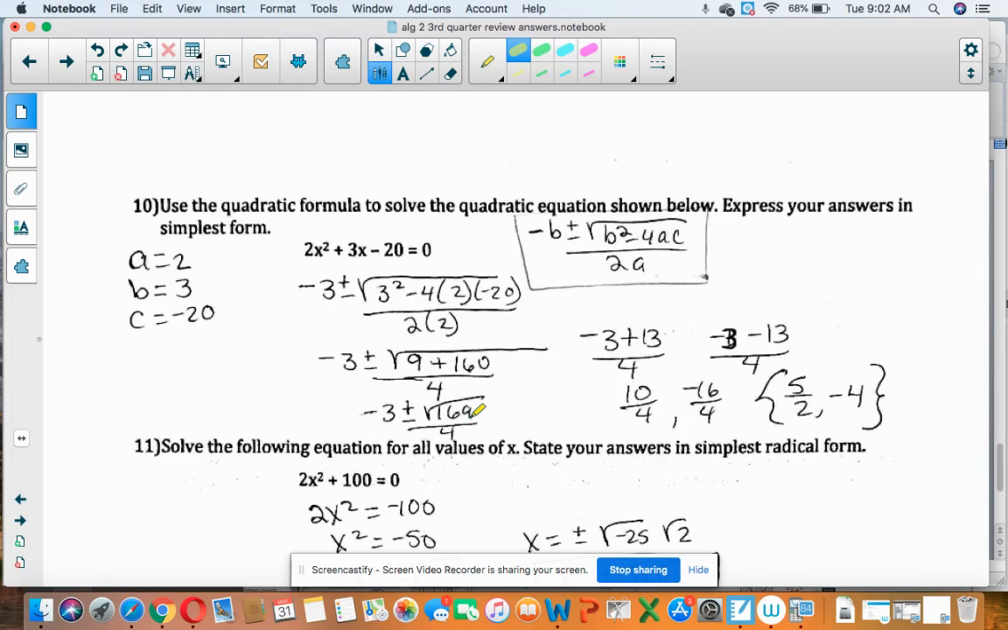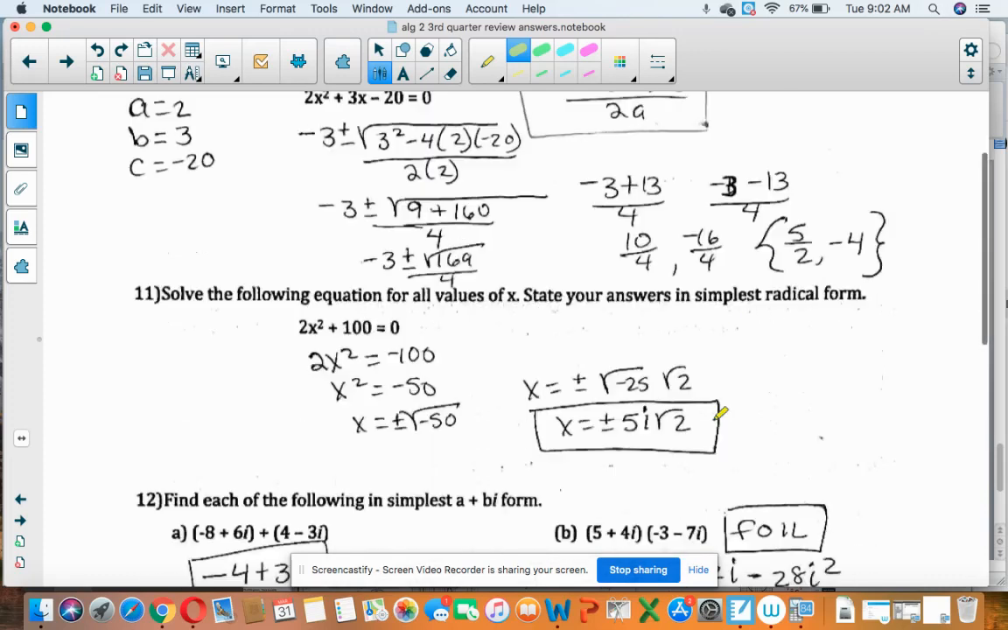This one actually is a perfect square, so your answer is going to be negative 3 plus 13 over 4 and negative 3 minus 13 over 4. You have two answers. This simplifies to 10 over 4, which is just 5/2. And this one, negative 3 minus 13, is negative 16 over 4, which simplifies to negative 4.